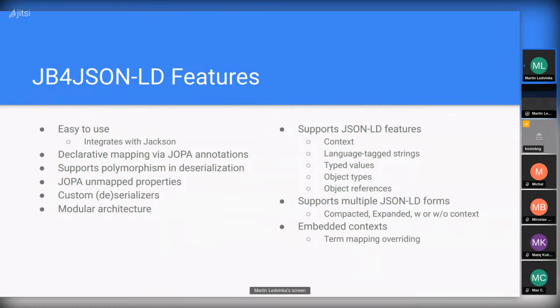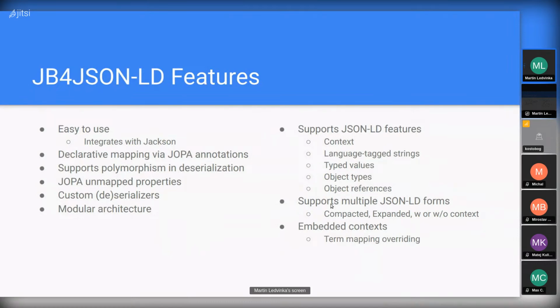It also supports all of the nice JSON-LD features that I was mentioning before. So it works with the context. It supports language-tagged strings and typed values. I will show you again in a minute. Object types, that's the classification of the object, and also object references, which can quite nicely reduce the amount of data that you are passing to and from the web service.